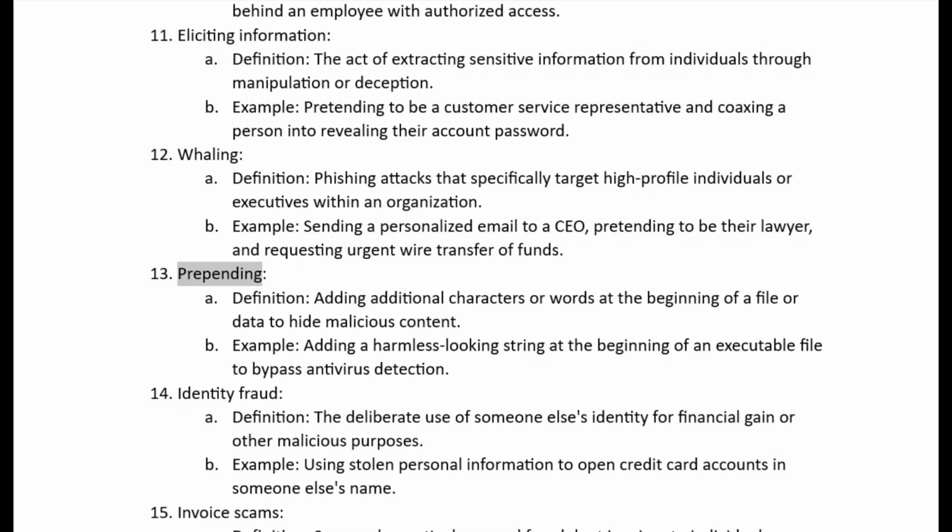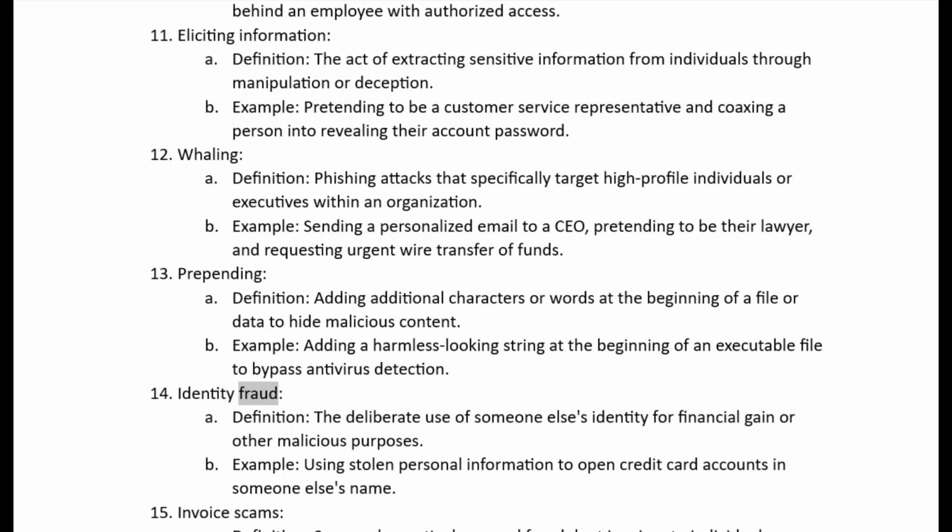Prepending. Definition: adding additional characters or words at the beginning of a file or data to hide malicious content. Example: adding a harmless-looking string at the beginning of an executable file to bypass antivirus detection.